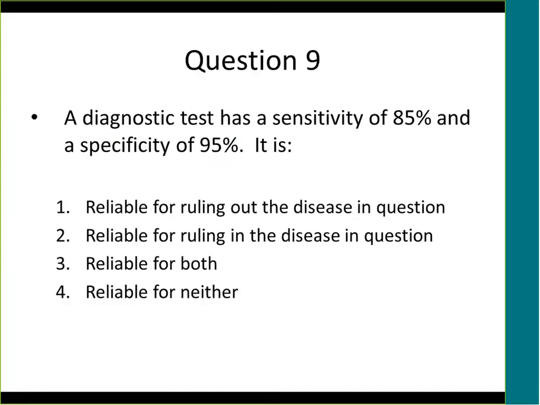So we're going to ask a couple of other questions now related to some of the topics we've talked about, including sensitivity and specificity. So question number 9 asks, if you had a diagnostic test that had a sensitivity of 85% and a specificity of 95%, is this test reliable for ruling out the disease in question, reliable for ruling in the disease in question, reliable for both, or reliable for neither?